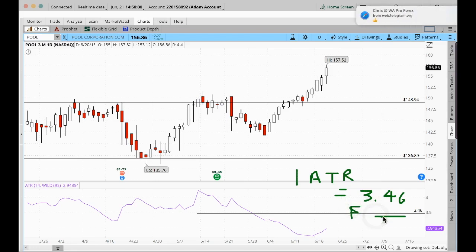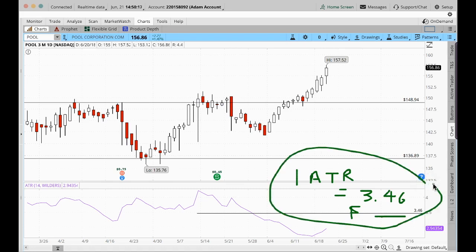And this is important to know because when you place your stop loss, you want to ensure that you place a stop loss at least 1 ATR away or more. Because if the stop loss is too close, you'll get hit by the daily volatility. So this will tell us that we have to put our stop loss at least $3.46 away from the next level of support, ideally, or the next level of resistance. And I'll talk about that more in a while.